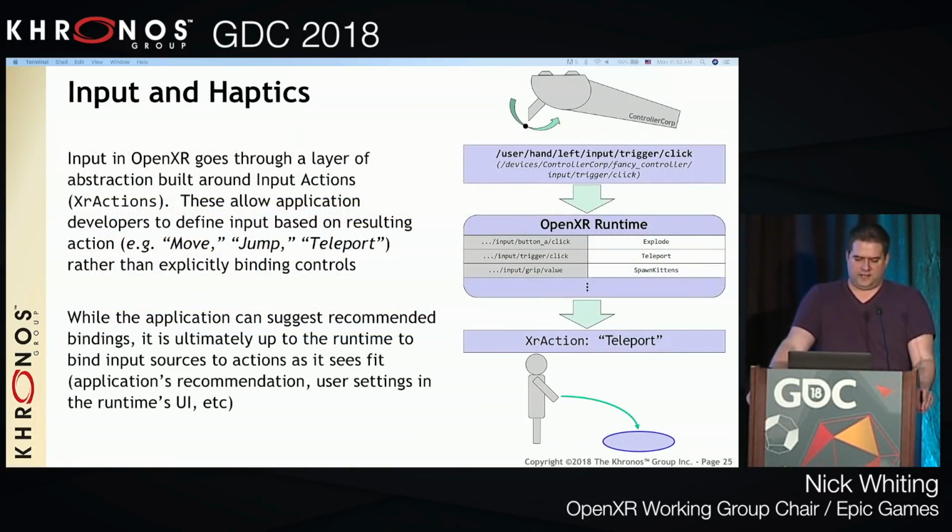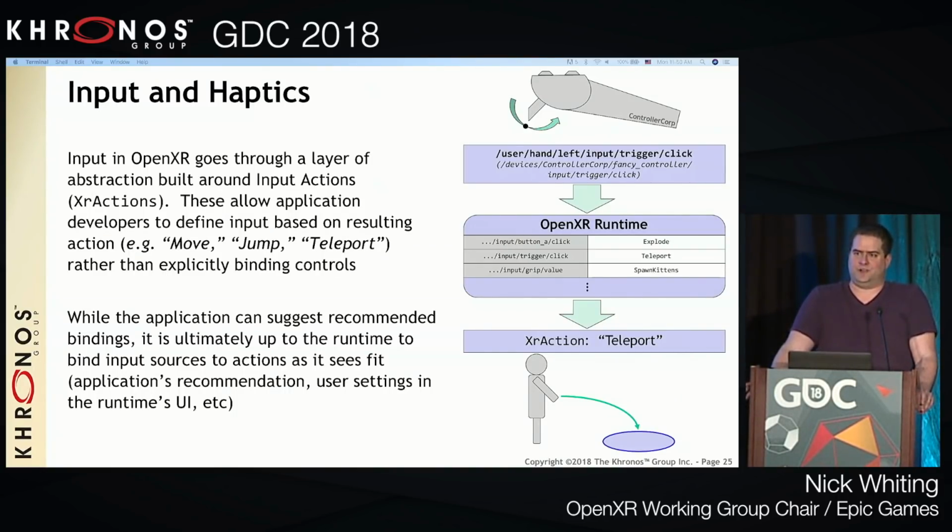Next up is input and haptics. So the input is one of those things that we don't dare as a specification actually predict what it's going to look like, because we expect this to be a pretty crazy area in the coming years. So we go through an abstraction where we try to get the applications to define events that they care about, such as I want to move, I want to jump, I want to teleport, I want to shoot a gun, rather than specifically binding directly to the controls.